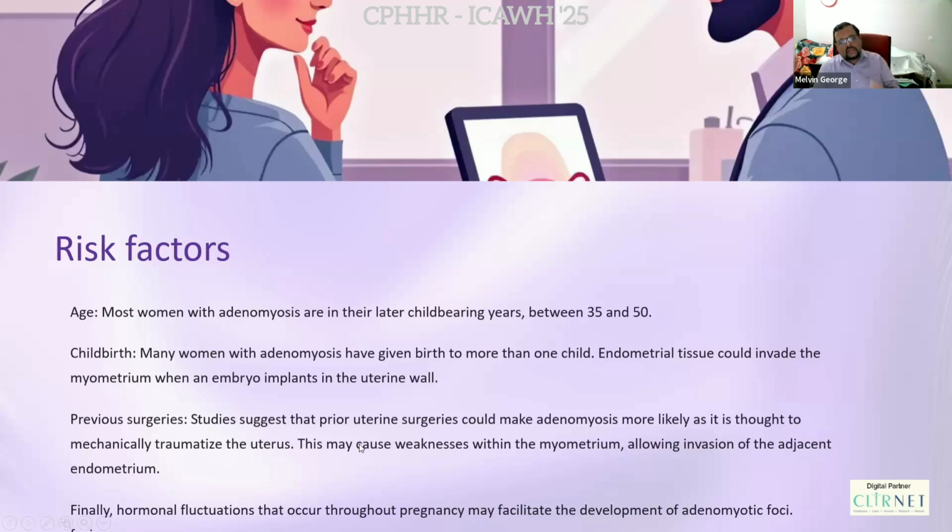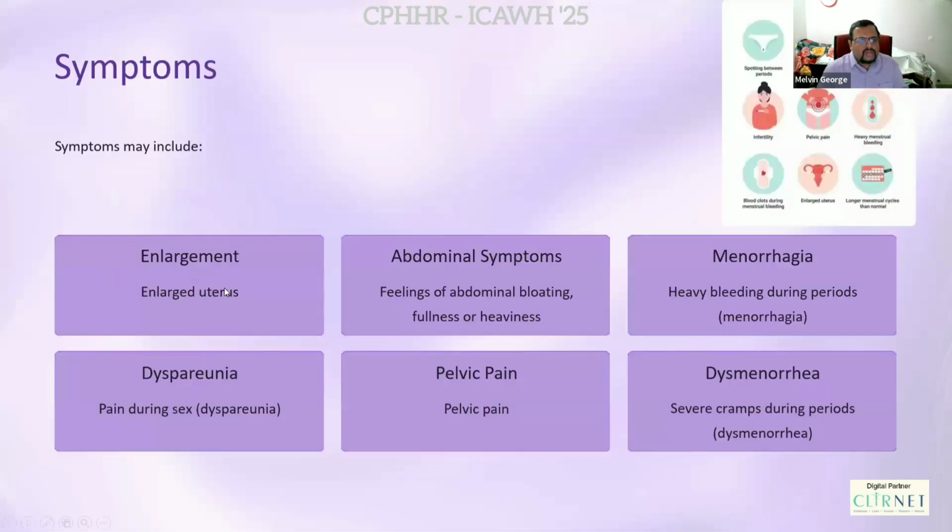It could act as a trigger for the endometrial glands to invade into the myometrium because of the weakness of the endometrial wall. And hormonal fluctuations can also cause the development of these adenomyotic foci. So, what are the common symptoms?